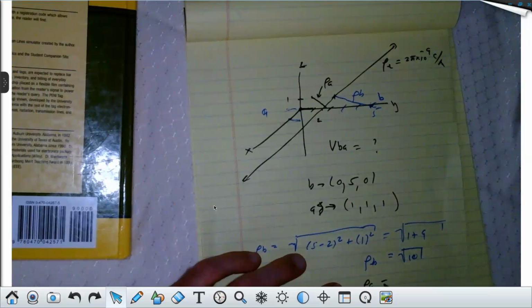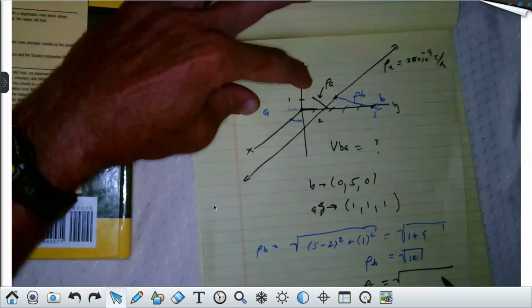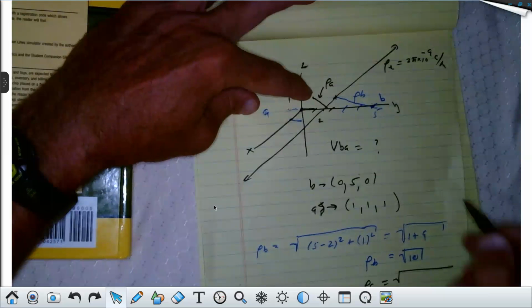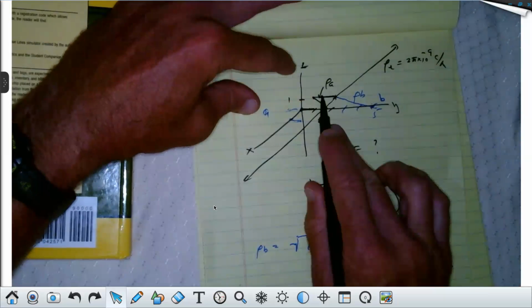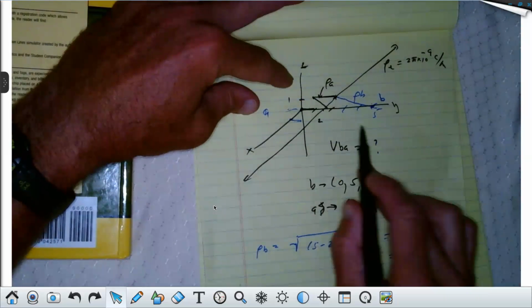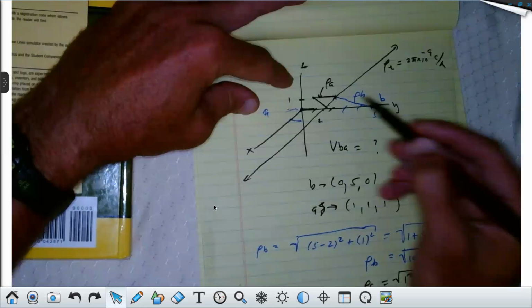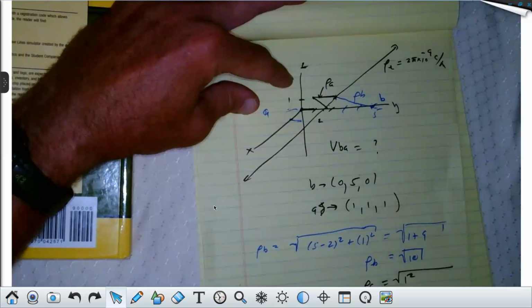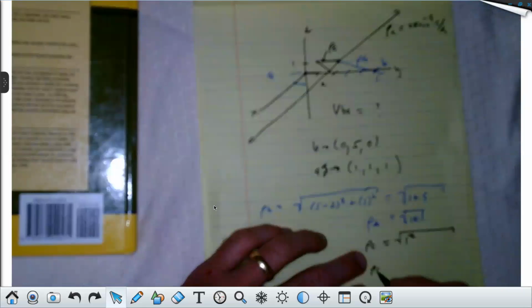So what is rho A? Just looking, do it the right way. Square root of what? Here's the rho, goes right to there. Well, what's the difference in the y coordinates? It would be 2 minus 1, or 1 squared. Agreed? All right, what about the z coordinates? Is there any difference? So it's just really 1. Rho A is equal to 1.